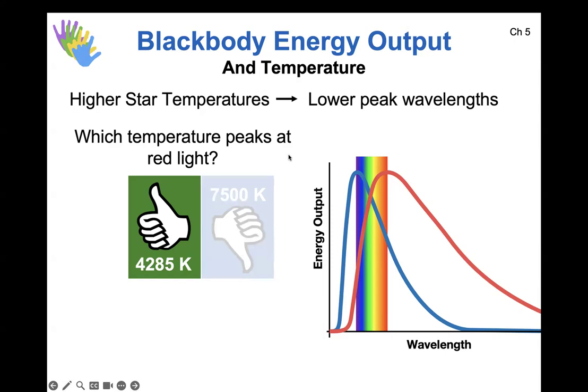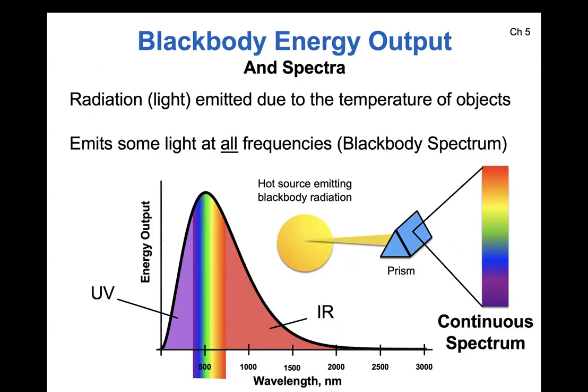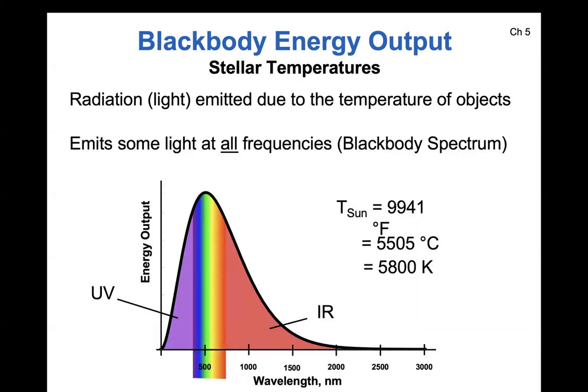It's actually the 4285. And it's tough. I could totally see how you could think that. And we saw the sun, right? What was the sun? The sun was 5800, and 5800 was right in the middle of the visible. So think about it this way.